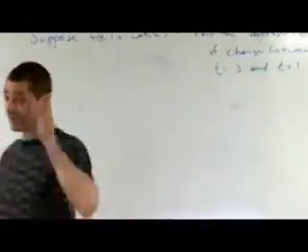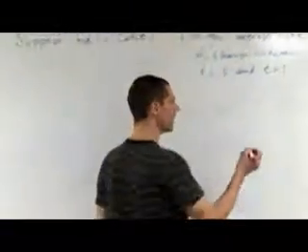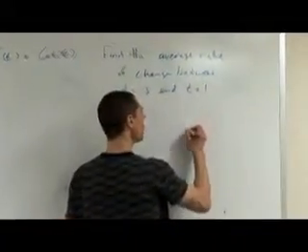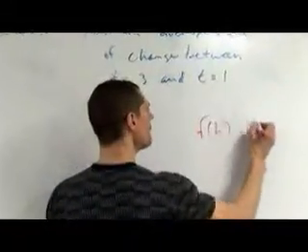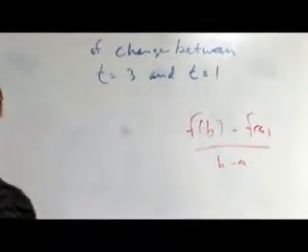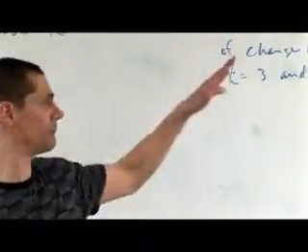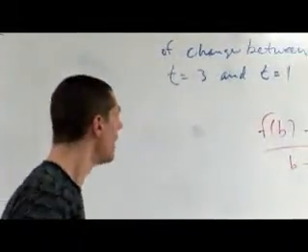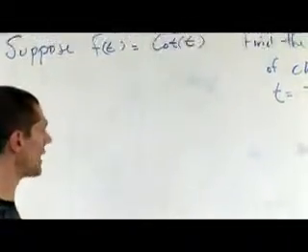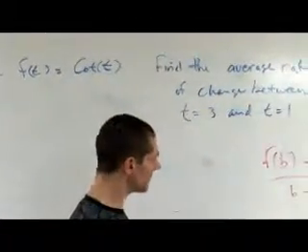We're back live. Remember, we defined in general the average value of a function between 2 points b and a as f(b) minus f(a) divided by b minus a. Most of you probably recognize that as the slope of a line, or a slope between 2 points. One of the homework problems was: suppose f(t) is cotangent t. Find the average rate of change between t equals 3 and t equals 1.